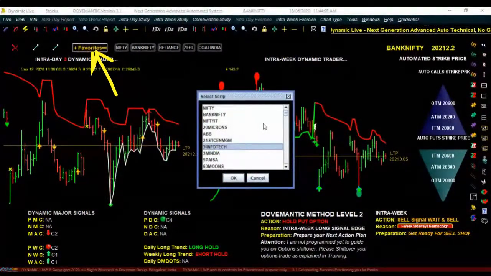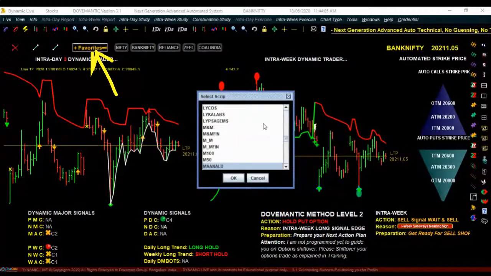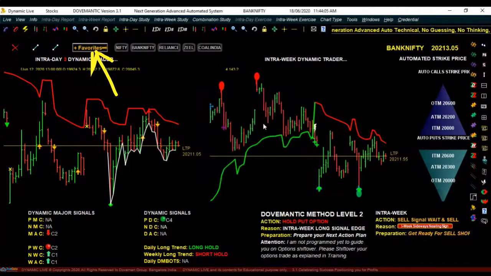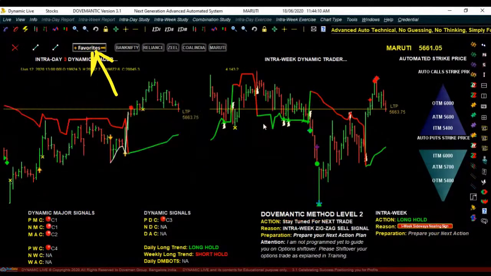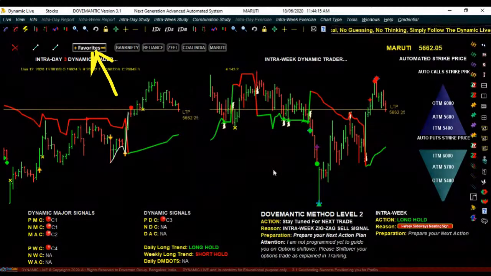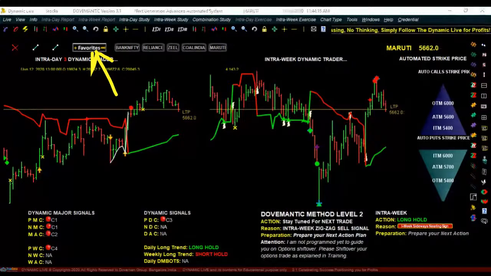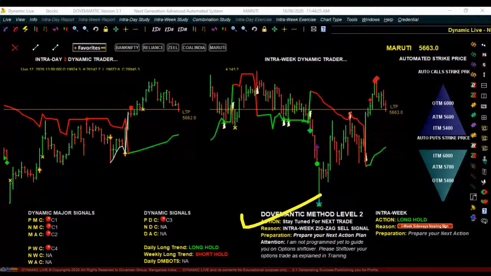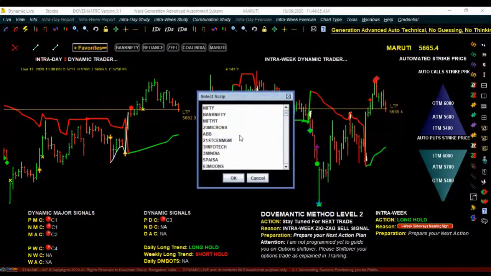Let us say I select Maruti. Now, here is a case of Maruti. You can see here the action is telling us stay tuned for the next trade. It means there is no trade as of now. Just hold on. And then once it tells you buy put option now or buy call option now, that is when you can go ahead and do the trade. But until then, just wait there. Let us check what's happening in, let us say, Bajaj Finserv.